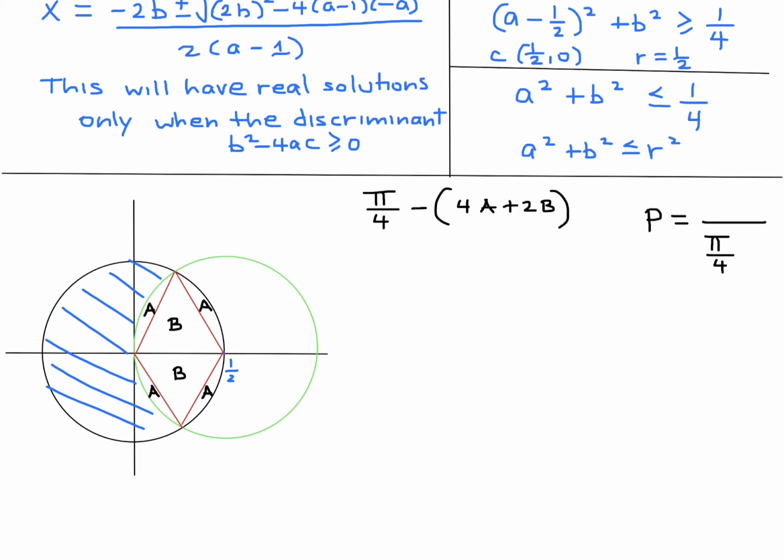Okay, so let's proceed here. Let's just calculate A and B separately, and then we can put it back into this formula. So B I think is the easiest to figure out. B is just an equilateral triangle, right?